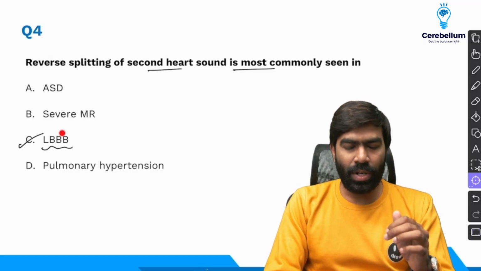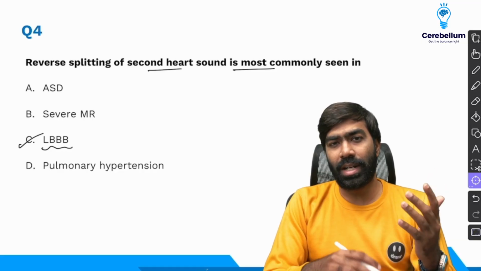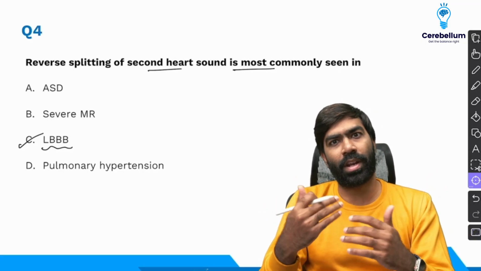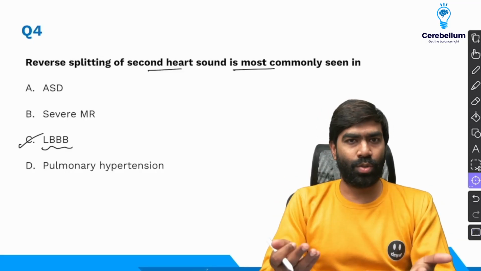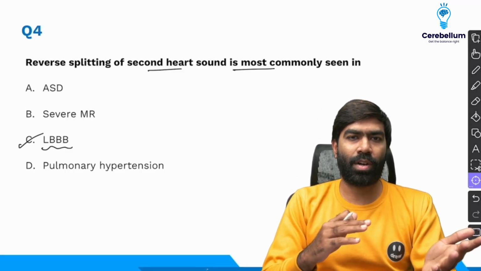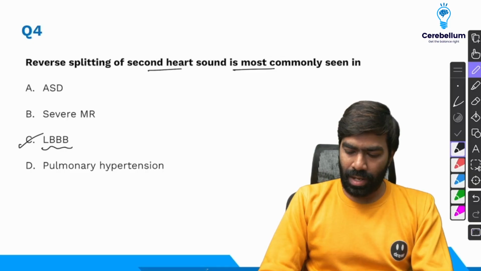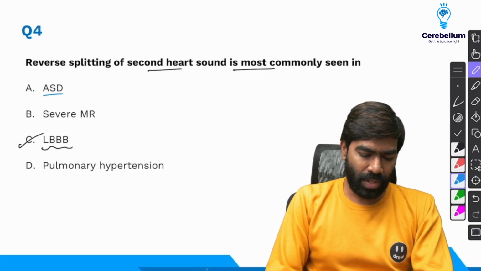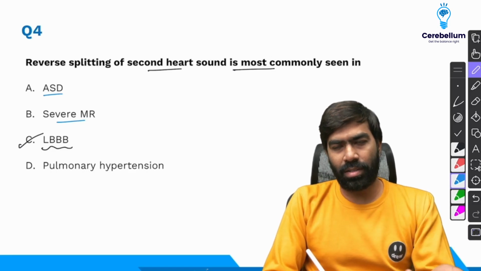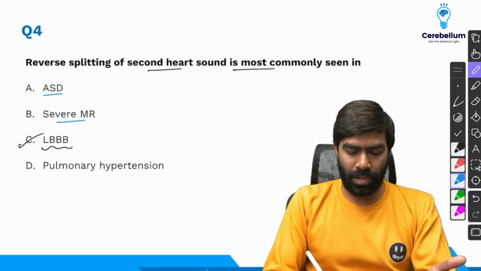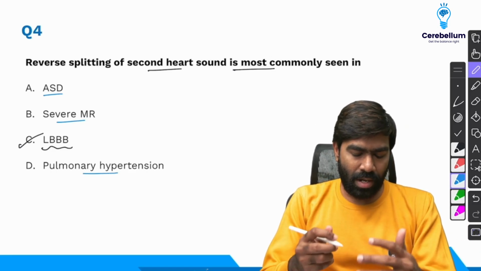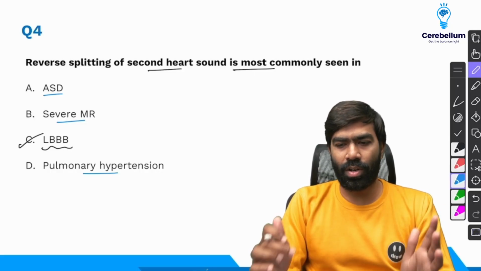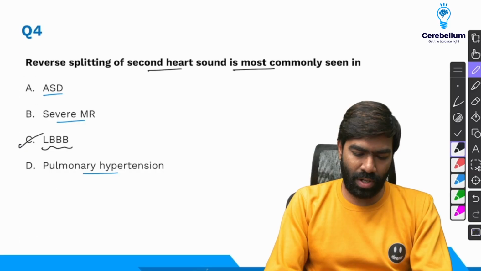Not only in left bundle branch block, even in conditions that delay ventricular contraction significantly, like severe LVOT obstruction, severe aortic stenosis or severe HOCM, can result in reverse or paradoxical splitting of the second heart sound. And why not ASD? Because ASD tends to produce wide fixed split. Why not severe MR? Severe MR produces wide split, along with severe VSD. And pulmonary hypertension produces narrow splitting, but definitely not reverse or paradoxical splitting. Let us move on to the next question.